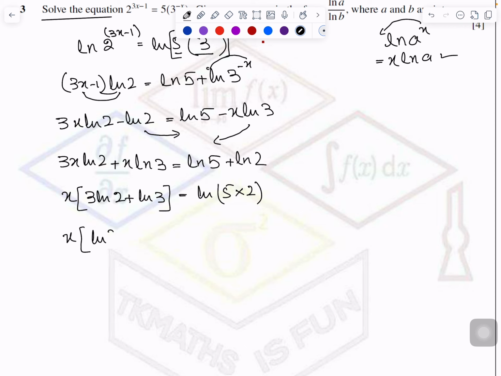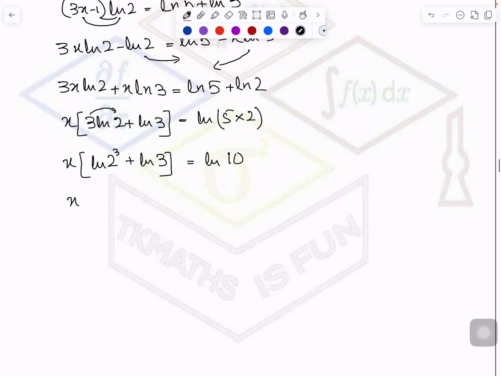So here I will apply the power law. So 3 will go up here. So this is ln 10. Now here 2 power 3 is 8, and because it is a plus sign, these will multiply. So what did you get? You get x equals ln 10 divided by ln 24. So your a is 10 and your b is 24.